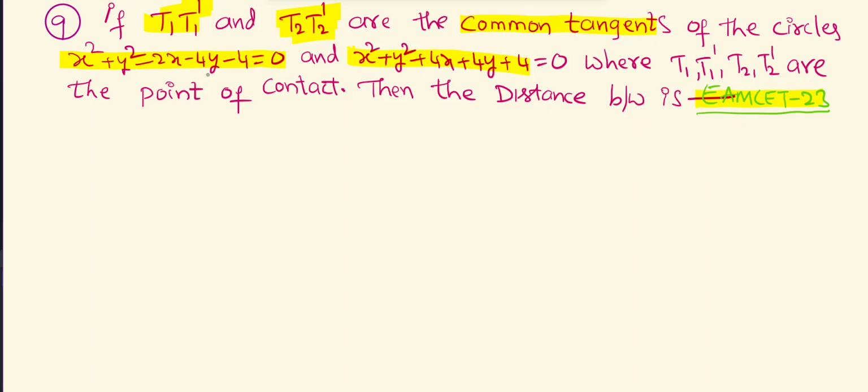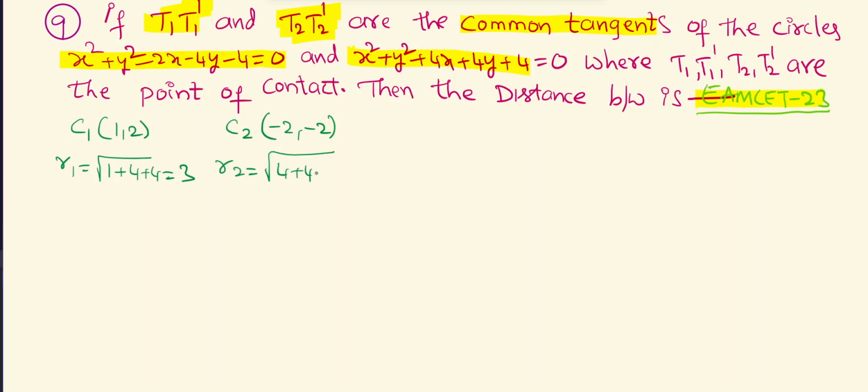Now first find the position of these two circles. The center of the first circle C1 is (1, 2) and R1 is equal to square root of 1 plus 4 plus 4, that is root 9, equal to 3. The center of the second circle C2 is (-2, -2) and R2 is equal to square root of 4 plus 4 minus 4, this is root 4, equal to 2.